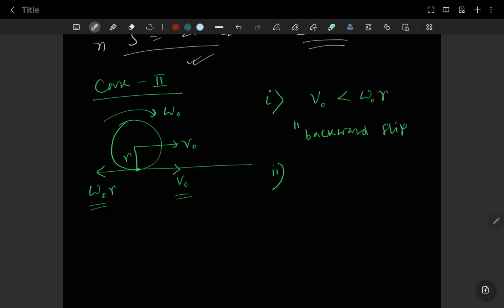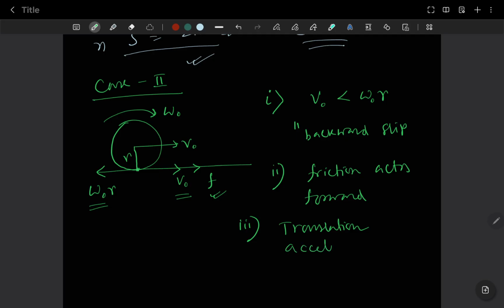So for the backward slip the friction will act forward. And for that friction there will be a translational acceleration, because this force of friction is the only external force, since the normal reaction is nullified by the weight. So only the force F is aiding the motion of the center of mass, so there will be translational acceleration.